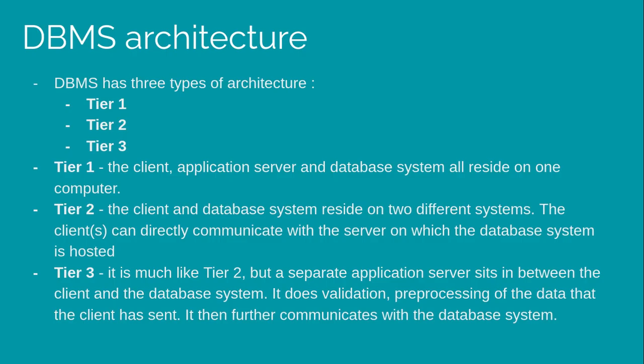Moving on, tier 3 architecture. It is much like tier 2, but here an application server sits in between the client and database. This is usually what's used in web applications. The client, let's say the front end of a website, where you fill some stuff in to log in. This data goes to an application server. It does not directly go to a database system.